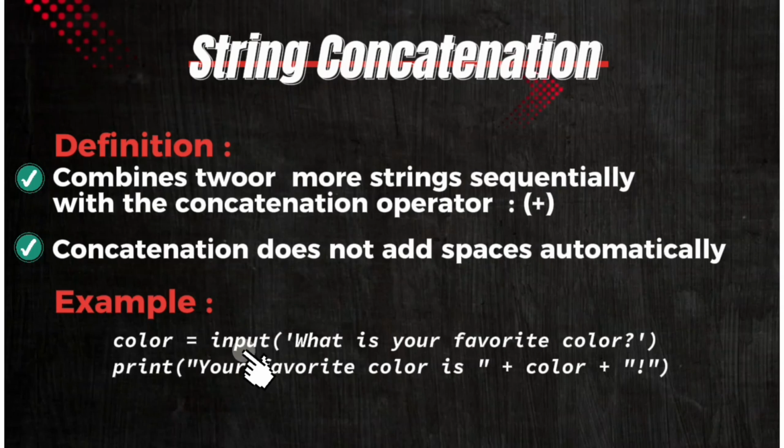First, the input function is used to prompt the user with the question, "What is your favorite color?" Whatever the user types in response is stored in the variable named color. Next, the print function is used to display a message that includes the user's response. This is done by joining the literal string "Your favorite color is" with the value stored in the color variable, followed by an exclamation mark. Here's how Python runs this code.